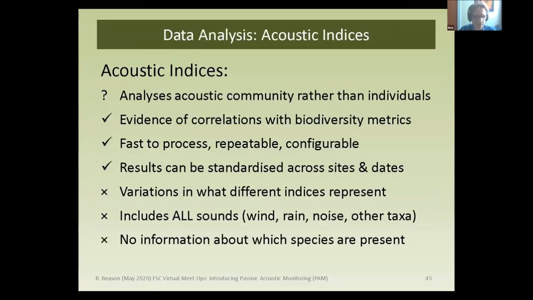So a new approach that we've started using is one called acoustic indices. You can see there's a lot of information in a soundscape and in a spectrogram. What an acoustic index does is it looks at the whole soundscape, or at least an area of it that you select, and it analyzes all the sounds together rather than looking at individuals. Acoustic indices are now being tested quite a bit, and they've found correlations with biodiversity metrics, with species richness being the one that's been most commonly tested for birds.